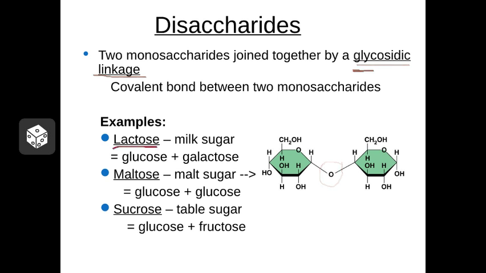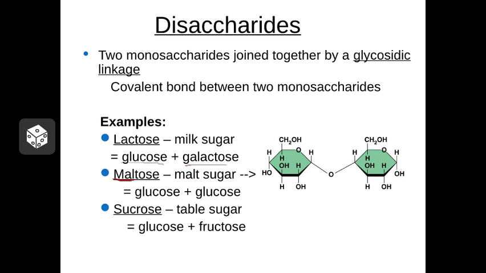First, we have lactose, or milk sugar. It consists of a glucose monomer put together with a galactose monomer. This is the sugar that some people cannot tolerate, cannot break down or digest. We'll talk more about that later.